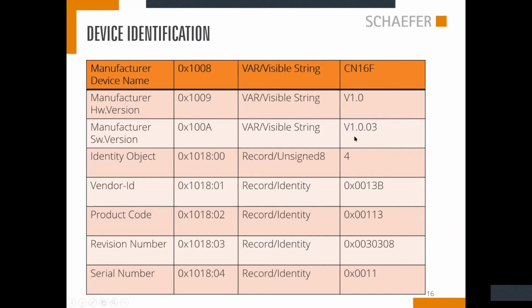A software version is also available. And then we have the identity object to identify what kind of object it is. The vendor ID is defined by CiA, and Schaefer has been given the hexadecimal 13B. We have an internal product code of Schaefer, a revision number, and a serial number.